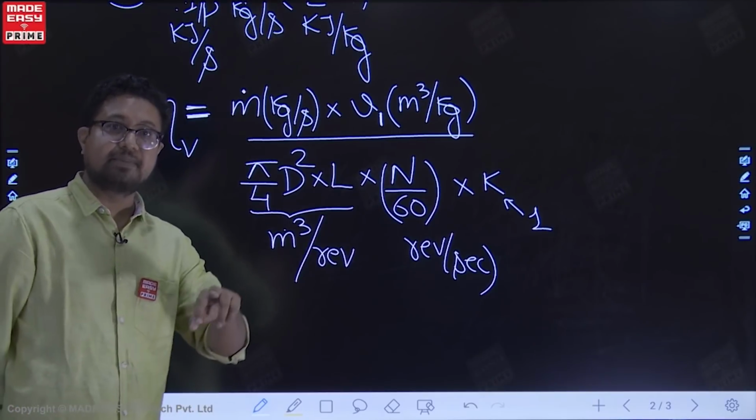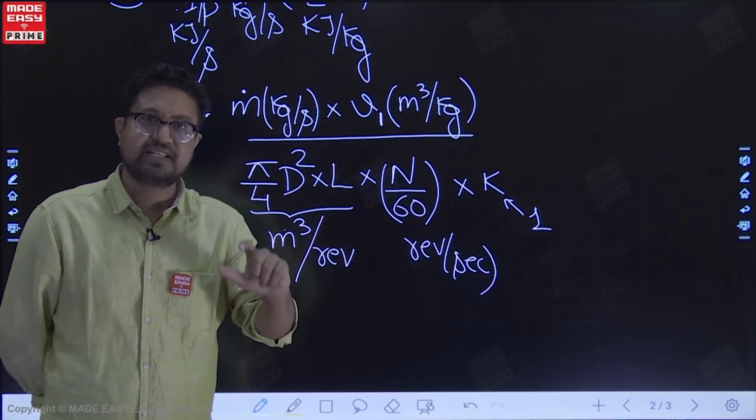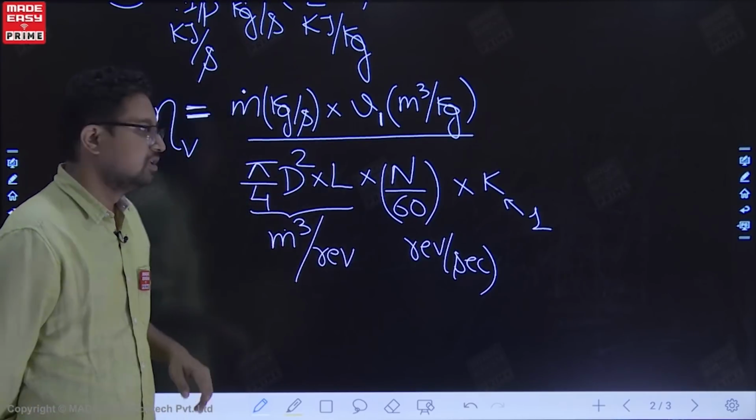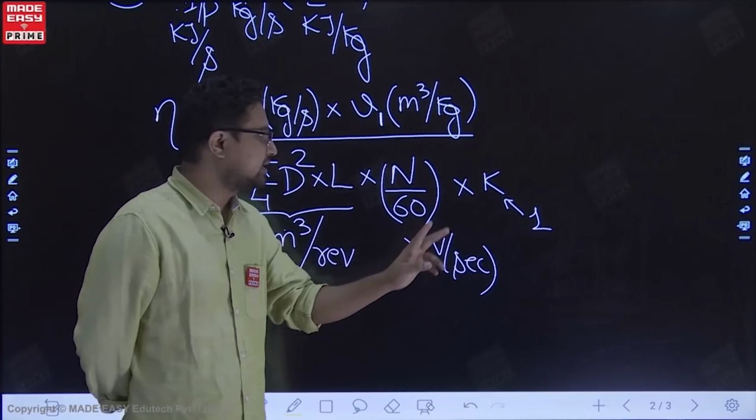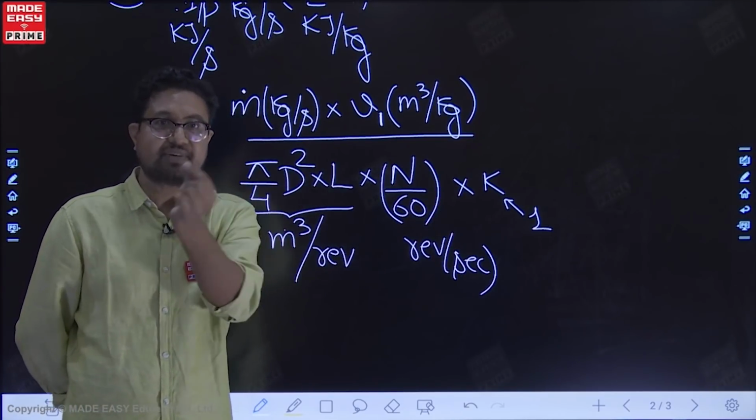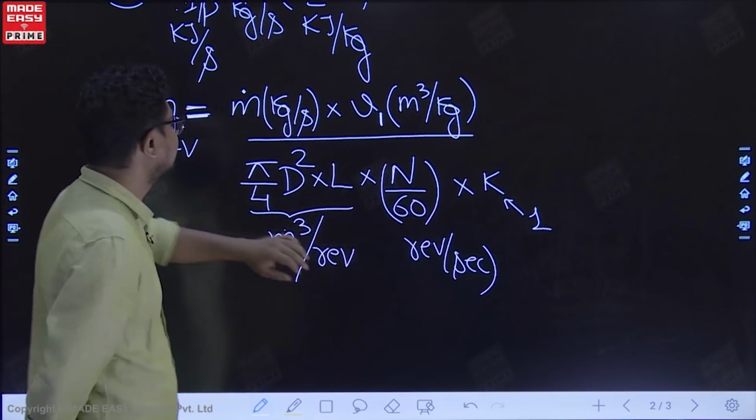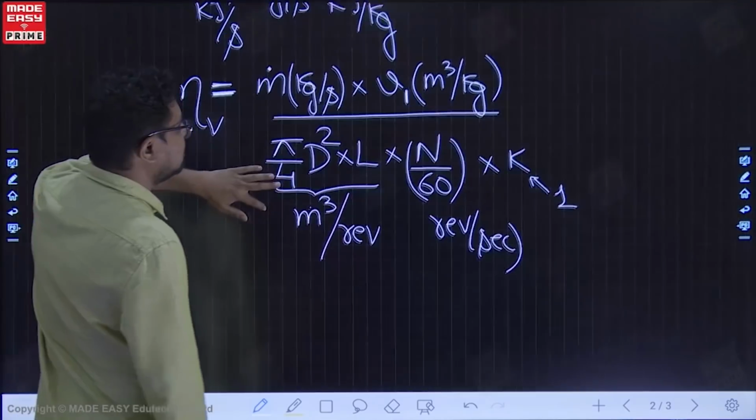If the cylinder is double acting, one cylinder gives the effect of 2. So for one double acting cylinder, you can take k equal to 2. For 2 double acting cylinders, each gives effect of 2, so 2 plus 2, 4. But here we are taking it as 1. So we will keep the values.